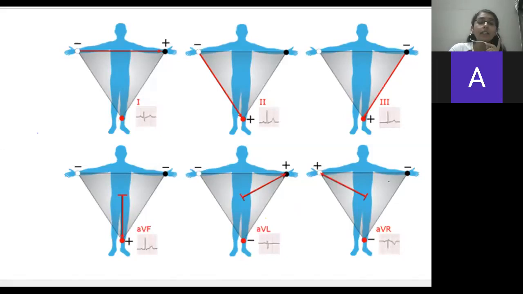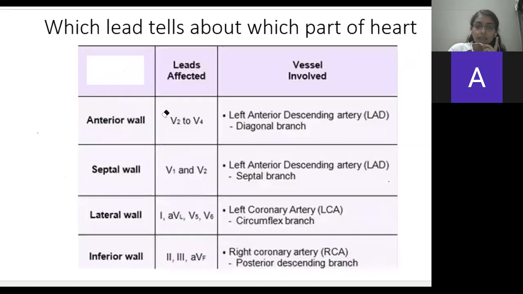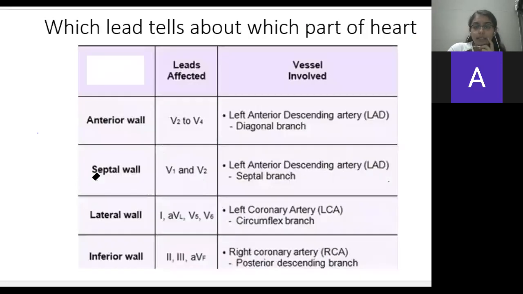You will understand on the basis of where the leads are placed which part or area of the heart it is recording. According to that, V2, V3 and V4 are placed on the anterior chest wall, so these will be covering the anterior part of your heart. Then you have V1 and V2, which are near the septum.